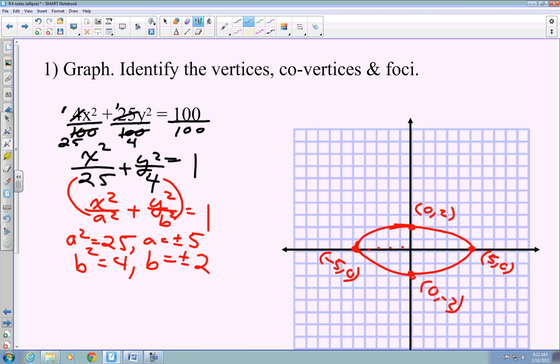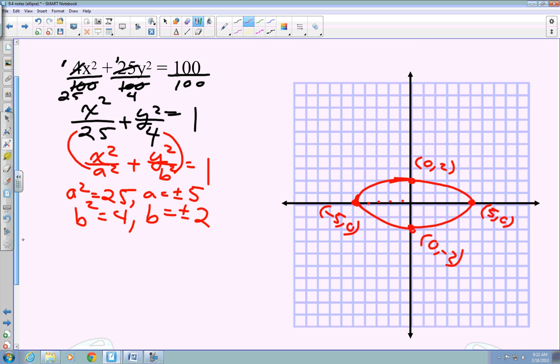Something like that. Okay? So the important thing is, and when we grade these, I'm going to be saying the vertices are plus or minus 5, 0. Covertices are 0, plus or minus 2. So a good way to label those on the side would be the vertices are plus or minus 5, 0. Covertices, C for covertices, is 0, capital C, because we don't want to confuse it with the foci. 0 plus or minus 2. So we got 4 points there.